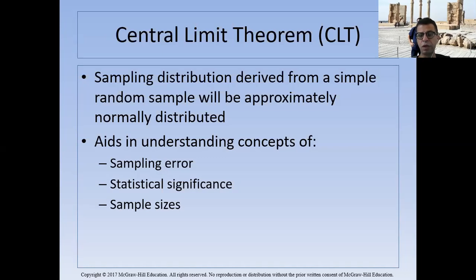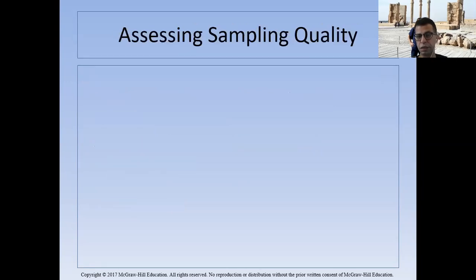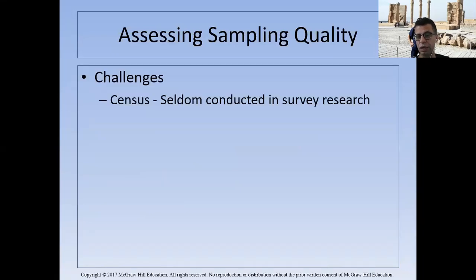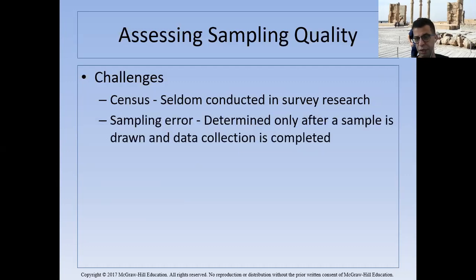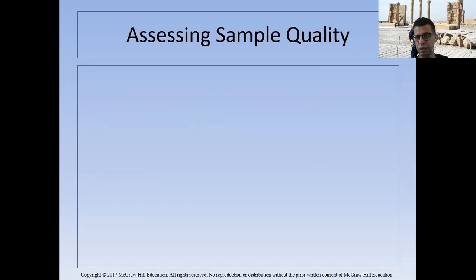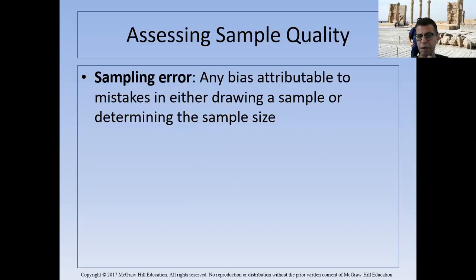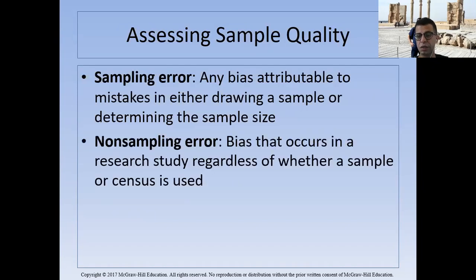The sample size is very important. The bigger the size, the closer to reality, but there is a limit of time and budget on the size that we want. Assessing sample quality has many challenges. We cannot do a census; we cannot go to the whole population. So we pick the sample, as we said, and in assessing the sample quality, there is a sampling error and there is a non-sampling error.